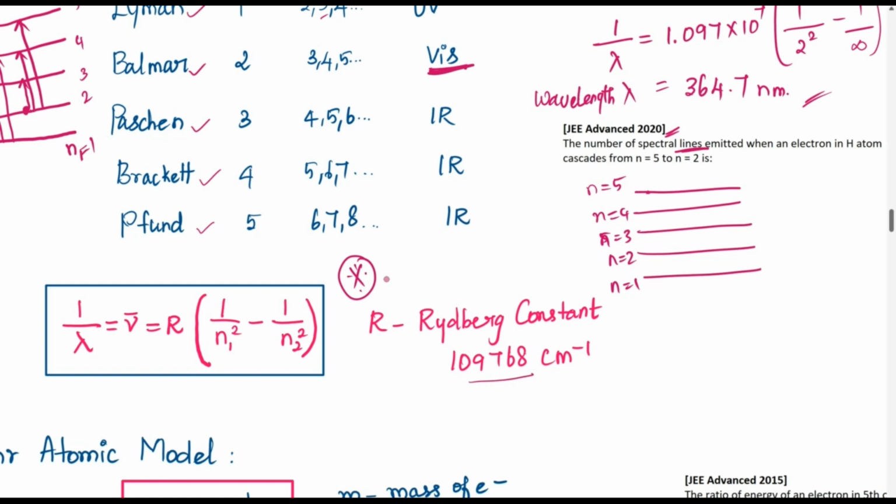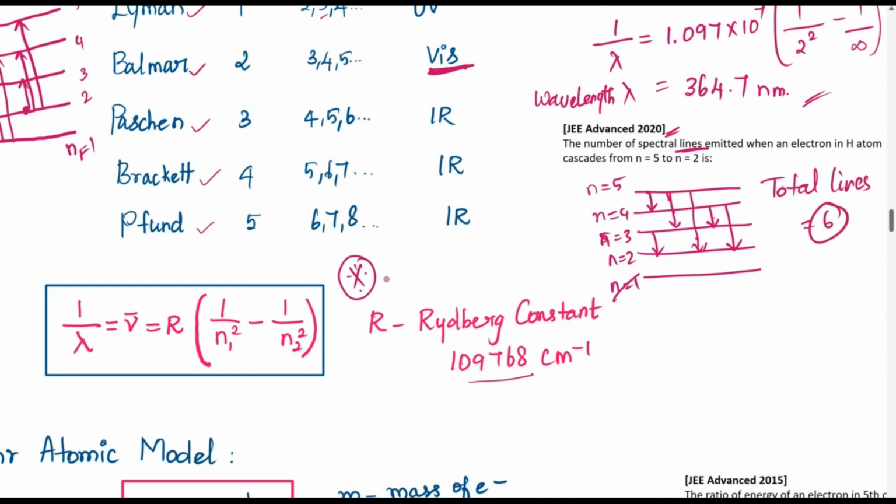For example, here you can say that from fifth state to fourth state it can come. From fifth state it can go to third state. From fifth state it can go to second state. Only second state. So then from fourth state it can go to 3. From fourth it can go to 2. Similarly from 3 it can go to 2. So how many in total? 1, 2, 3, 4, 5, 6. So there are total lines are 6.